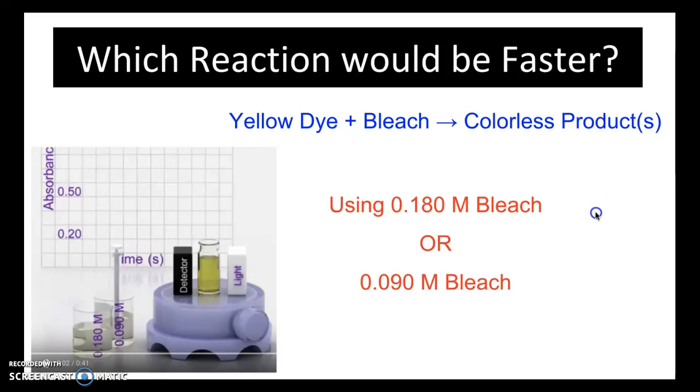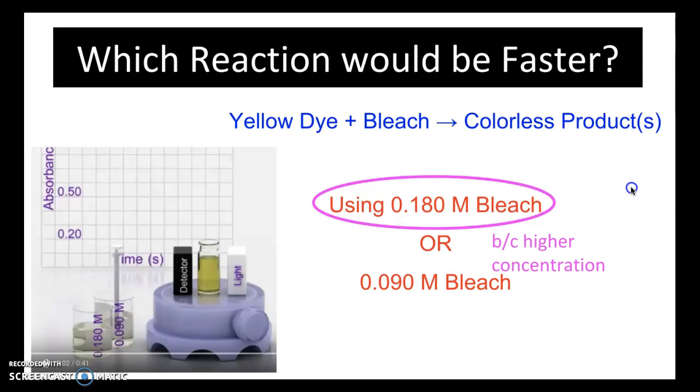Next question, which would be faster? Here we have a reaction with yellow dye, and if you add bleach to it, it yields a colorless product. Would it be faster if we use 0.18 molar bleach or 0.09 molar bleach? Make sure you circle your answer. Great, 0.18 molar bleach, because it has a higher concentration.